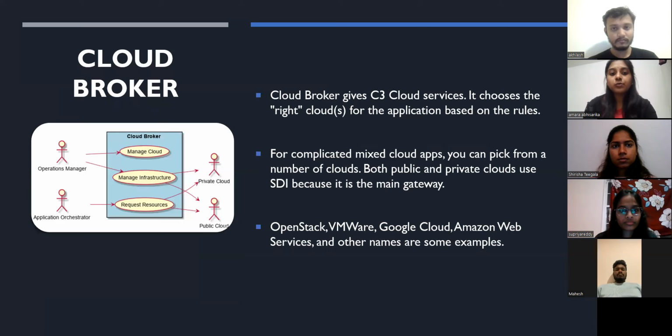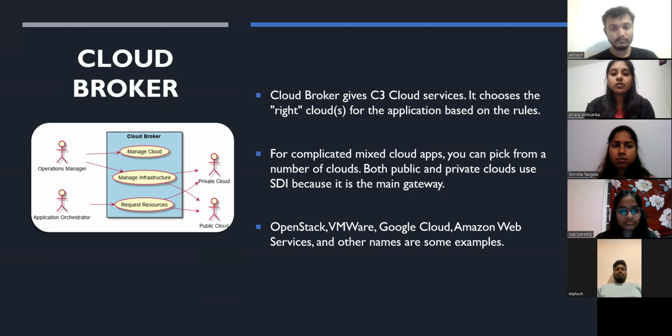Next, coming to cloud broker, it chooses the best clouds for applications according to pre-established criteria, enabling cloud services. This is especially useful for sophisticated mixed cloud systems, in which software-defined infrastructure serves as the main gateway to integrate many public and private clouds. OpenStack, VMware, Google Cloud, and Amazon Web Services are a few of the platforms that are a part of these ecosystems and offer a variety of alternatives for customized cloud solutions.